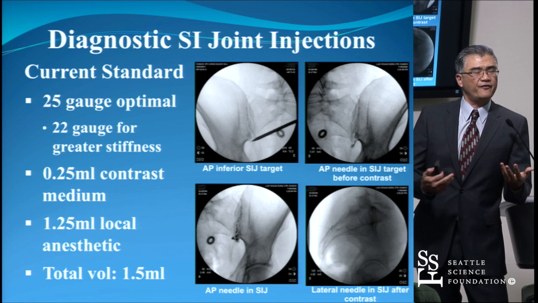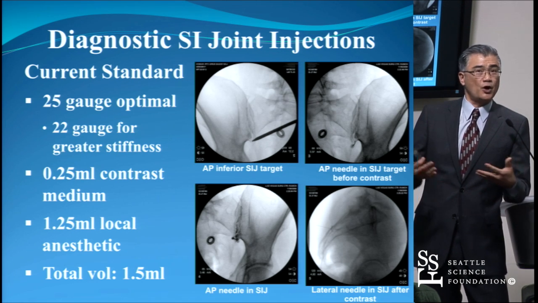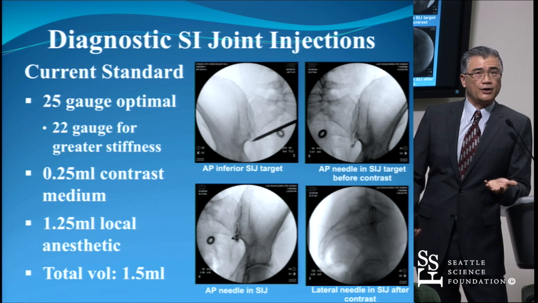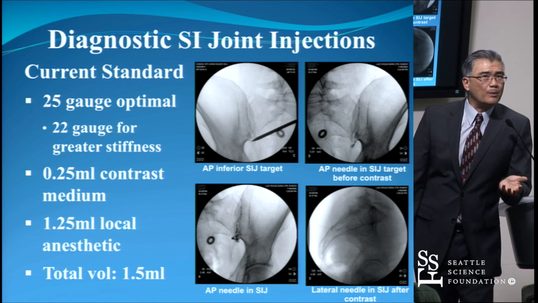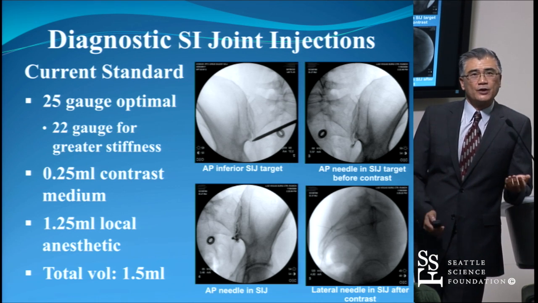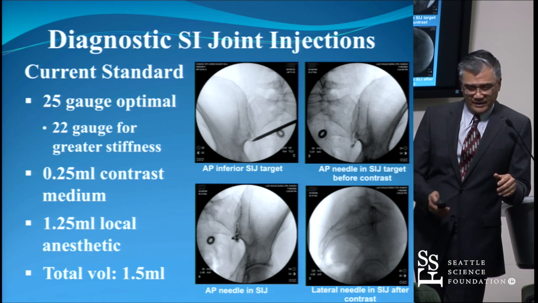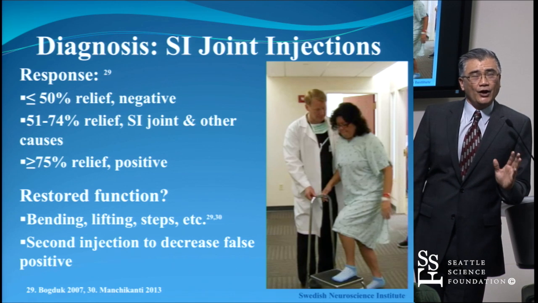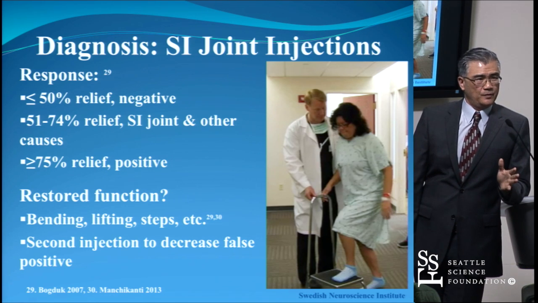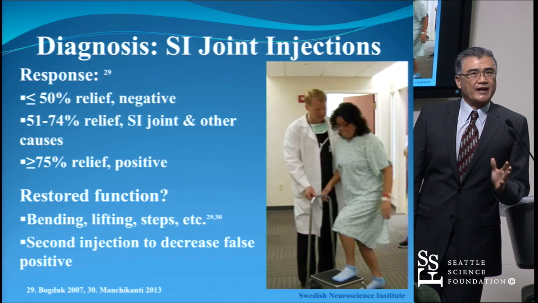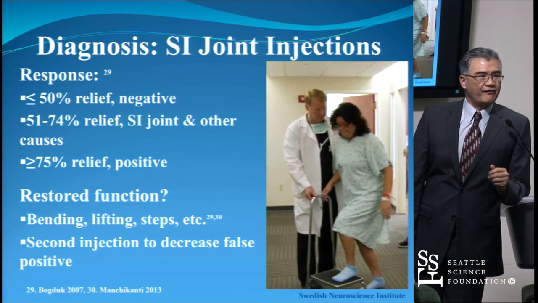You can have a false positive for making an SI joint diagnosis. So the volume is limited to about 1.5 ml only, okay? So with about 1.25 cc of local anesthetic agents. So what is meant by positive? Okay, the patient should get better, at least 75%.